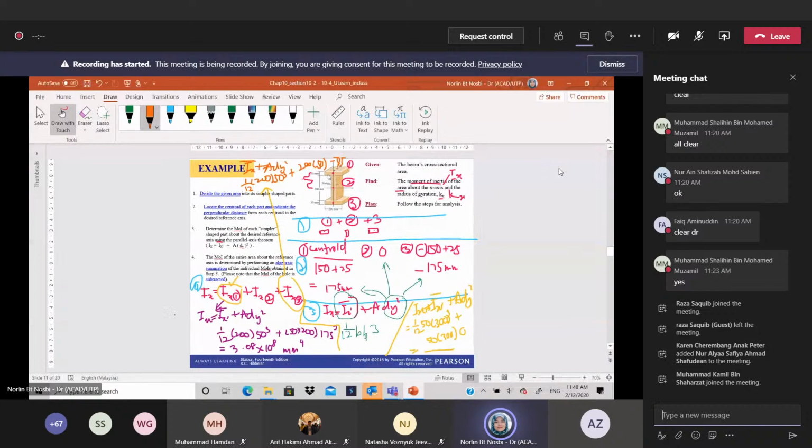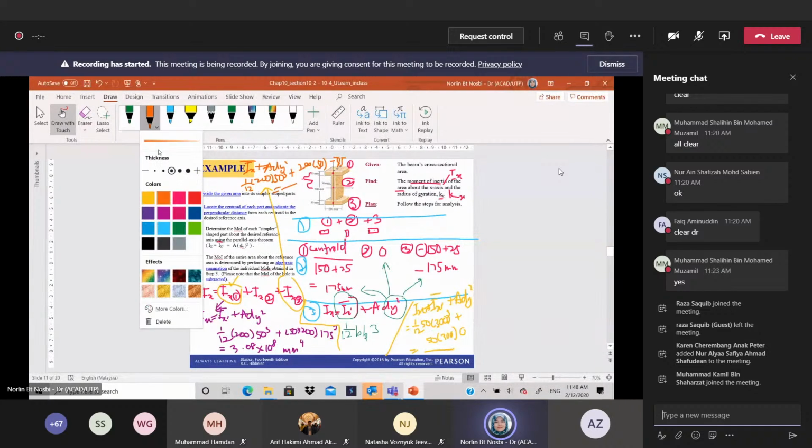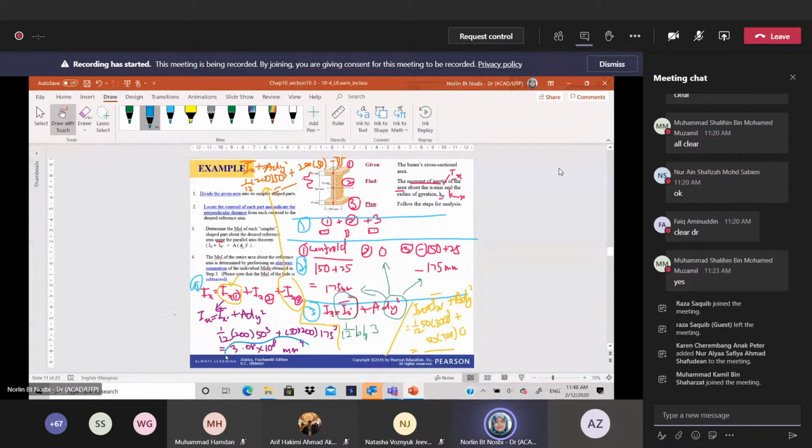So now you solve this. You get the value which is the first one plus the second part and then plus the third part. Then you will get the answer for moment of inertia x. Okay, is it clear? Do you have any questions?